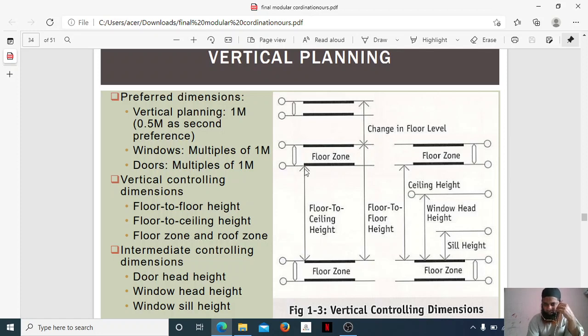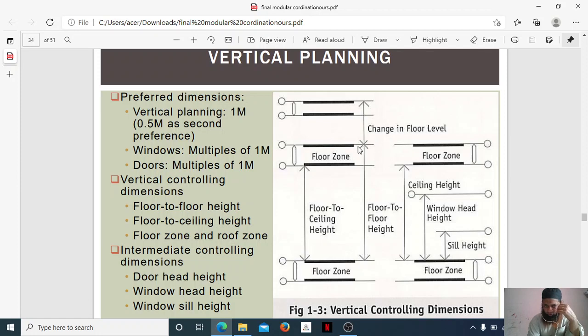Floor to ceiling height, you can see here, from this part to this part. This is floor to ceiling, where your ceiling is touching here. But floor to floor height, you can see here, from this part to this part. Floor to floor height is from this arrow to this arrow.